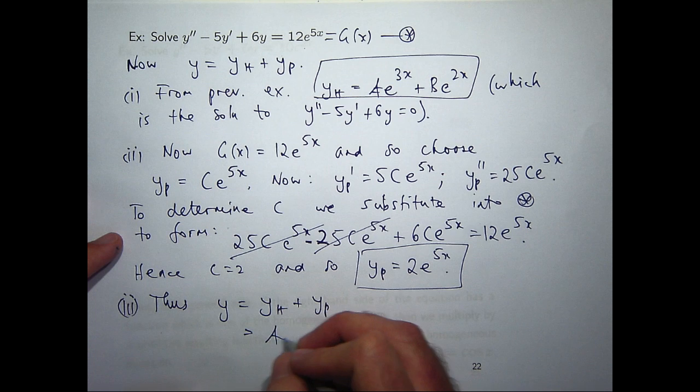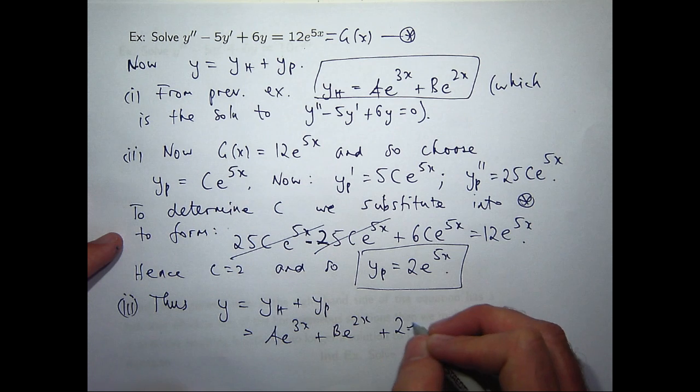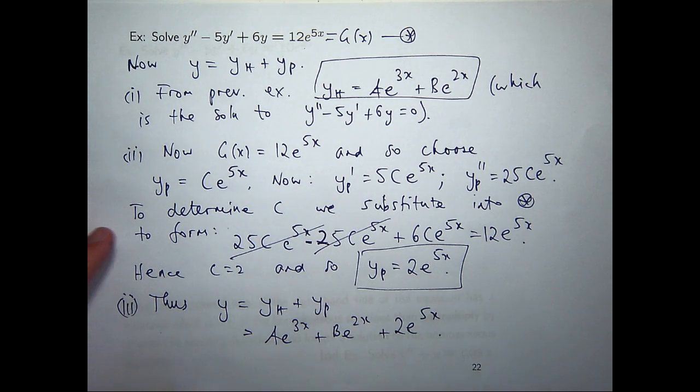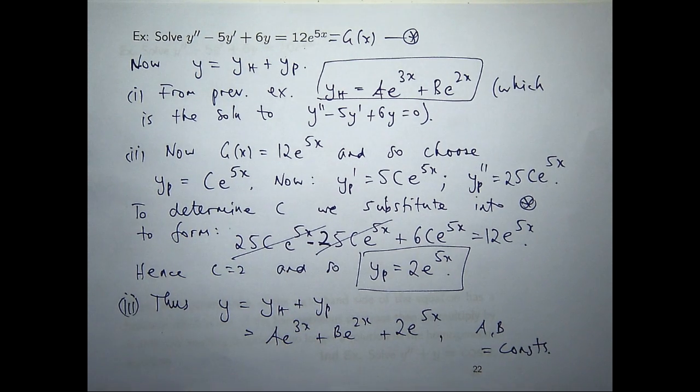So I'm going to get something like A e to the 3x plus B e to the 2x plus 2 e to the 5x, where A and big B are constants, arbitrary constants. Now, can we determine big A and big B? We could determine that constant big C in there, but can we determine big A and big B? No, why not? Yeah, we don't have enough information. If we had some initial conditions, some extra information, coupled with star, then we could go back and use this to determine big A and big B.